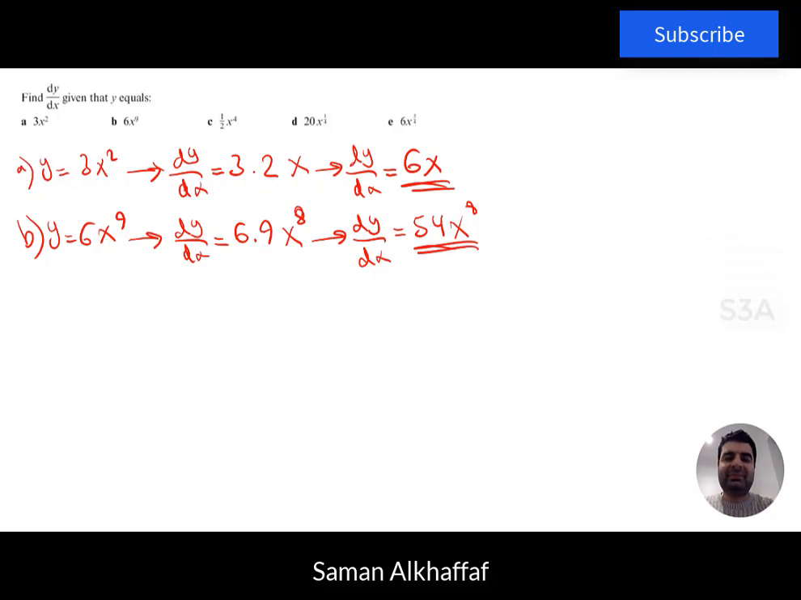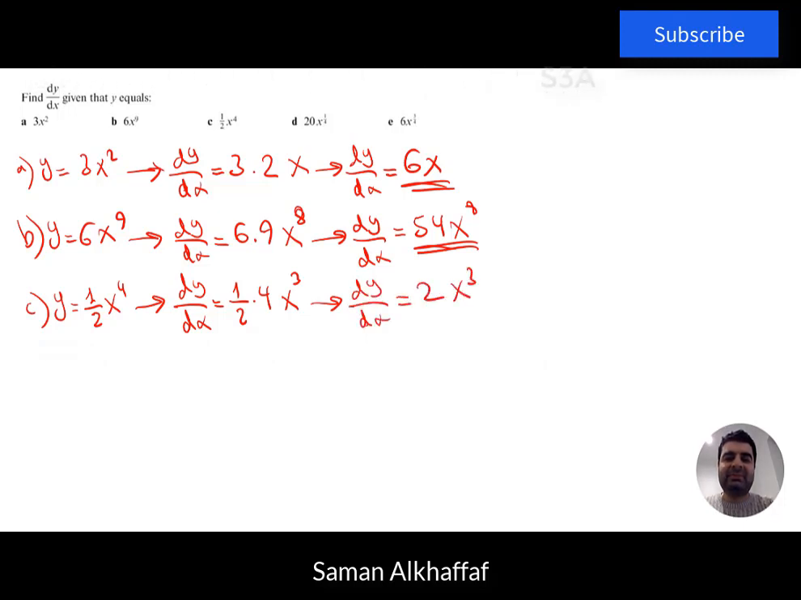For part C, we have y equal half x to the power 4. So the dy over dx will be to keep the half as it is, and we take the power and multiply by, which is 4. And now we have the x. The power will also be reduced by 1, so that would be 4 take away 1, so that would be 3. So now we would have 4 divided by 2, so that would give us 2. So the dy over dx will be 2x cubed, which will be the answer for part C.